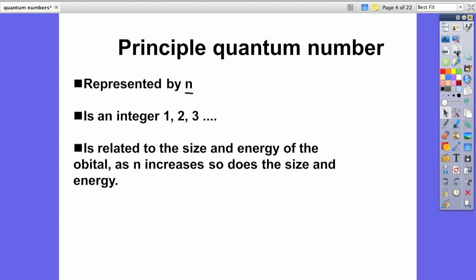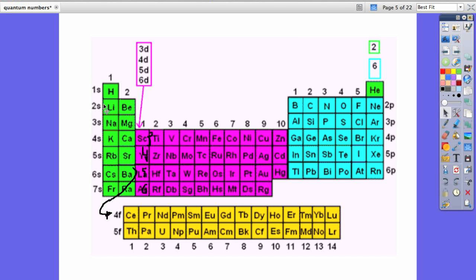If we look at a periodic table, we can see that the first period is going to have 1 as the principal number. Second is going to have the number 2 as the principal number. So we have 2s and 2p. Both of them have 2 as a principal number. The third period is going to have 3 as the principal quantum number. So we have 3s, 3p.